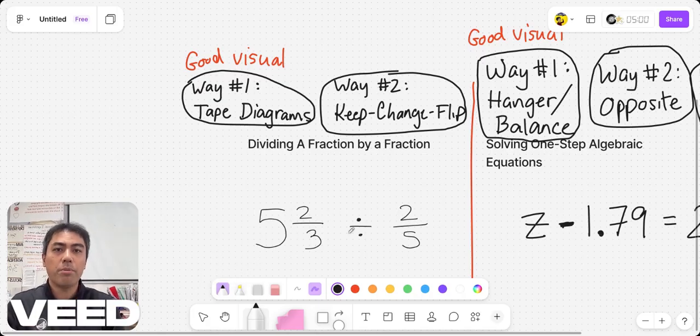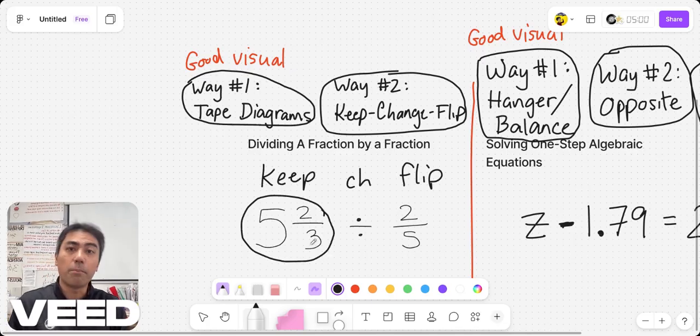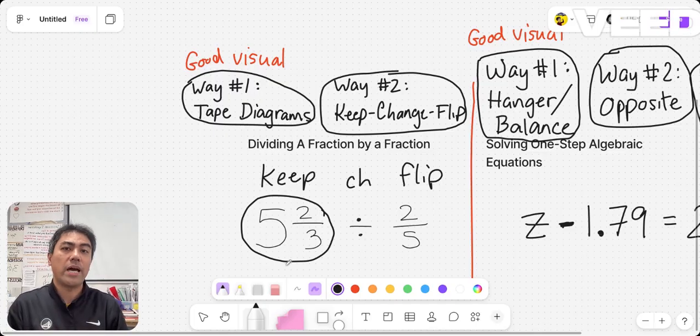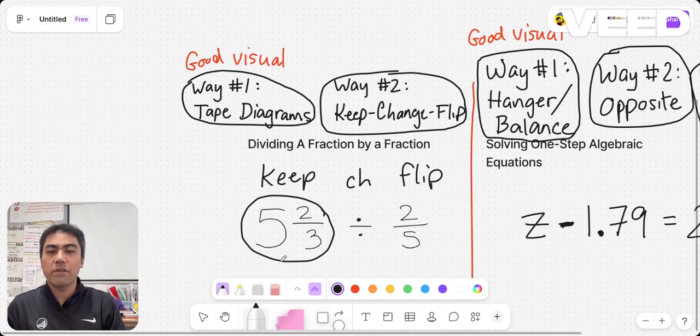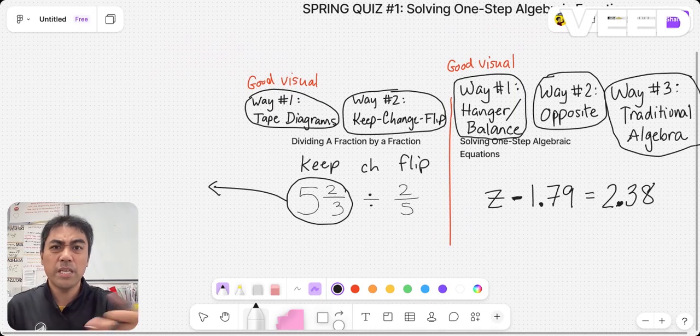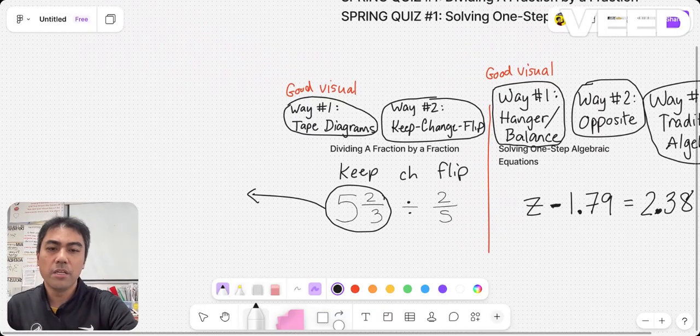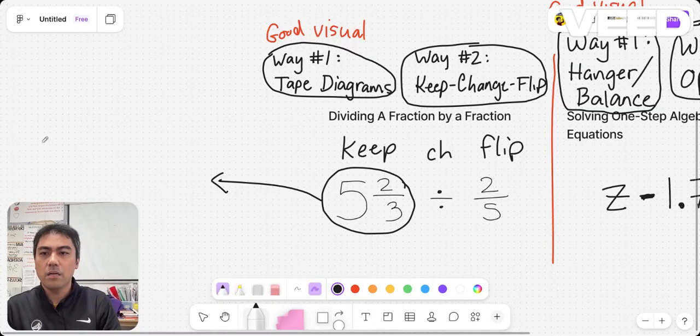So here's my problem: 5 2/3 divided by 2/5. But before we can even do keep change flip, you'll notice that this is a mixed number. It's a mixed fraction. And so we want to change that so that this is actually a fraction. So instead of just keeping this 5 2/3, what you want to do is take that mixed number and change it to a fraction. And there's different ways to do this.